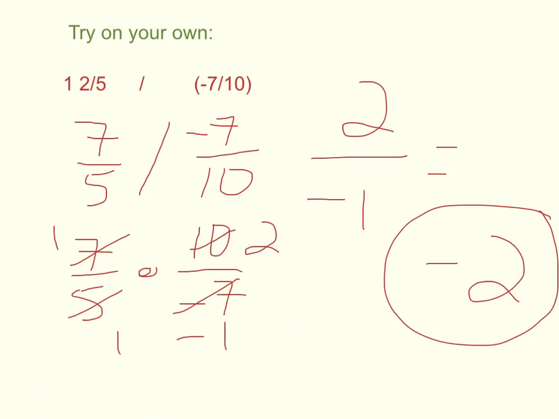After we do this, we can cross-reduce. With the 5 and 10, we can divide a 5 out of each. 5 divided by 5 is 1. 10 divided by 5 is 2. We can also divide a 7 out of both the 7 and -7. 7 divided by 7 is 1. -7 divided by 7 is -1. Now we multiply the numerators together and the denominators together, and we get 2 over -1, which is -2. Therefore, 1 and 2/5 divided by -7/10 is -2.